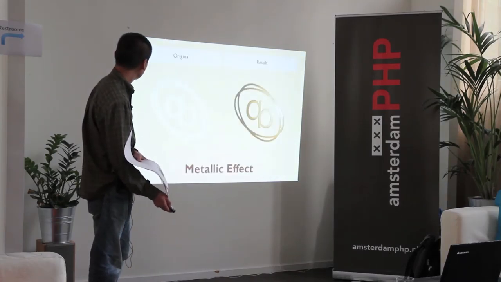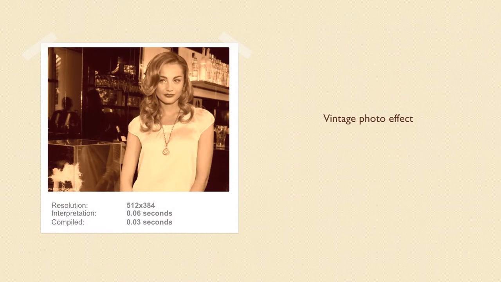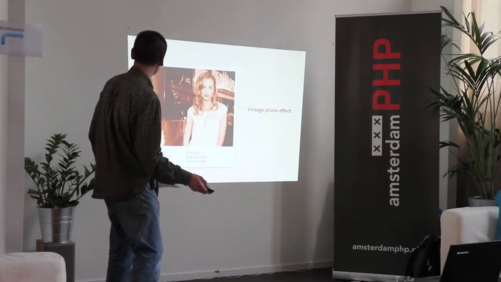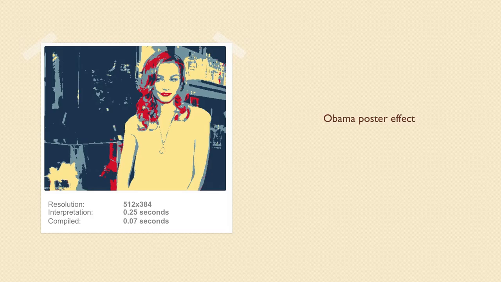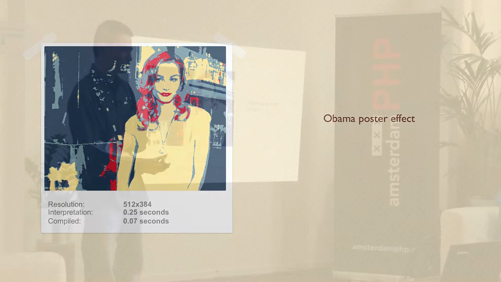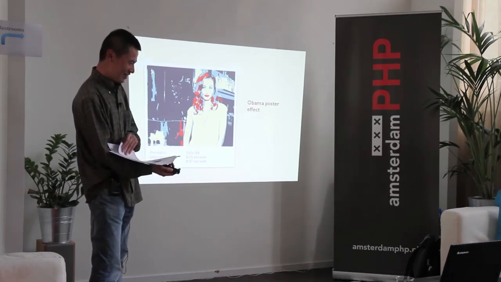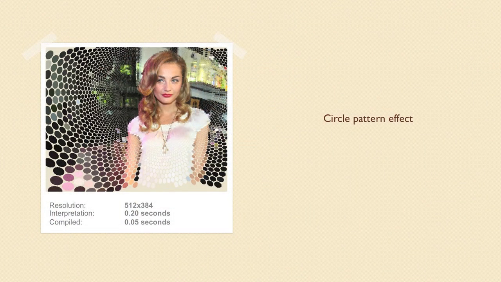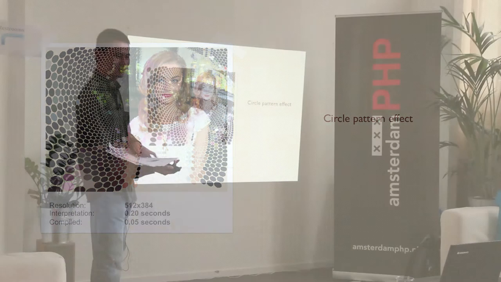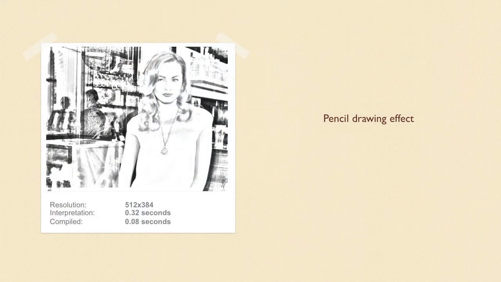And the next one. Oh, did I just skip? It's a very simple vintage photo effect. Some of you might recognize who that person is. This is the Obama poster effect. I don't know if it's still popular here. I don't think it ever was. Okay, the next one is just a circle pattern effect. It's kind of cute. This makes the picture look like a pencil drawing.